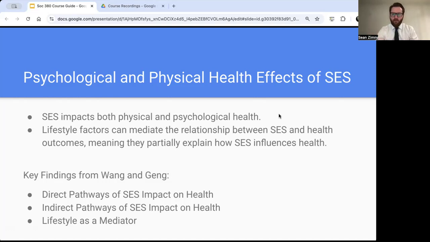Number three, lifestyle as a mediator. This is an important piece to consider: lifestyle factors like exercise and diet and smoking do mediate the relationship between socioeconomic status and health. High socioeconomic status individuals are more likely to adopt health promoting behaviors due to better access to information, facilities, and a more supportive environment. Conversely, low socioeconomic status environments may foster more unhealthy behaviors due to limited resources or as coping mechanisms for stress, things like smoking and overeating. Those are three key takeaways from the Wang and Gang article.